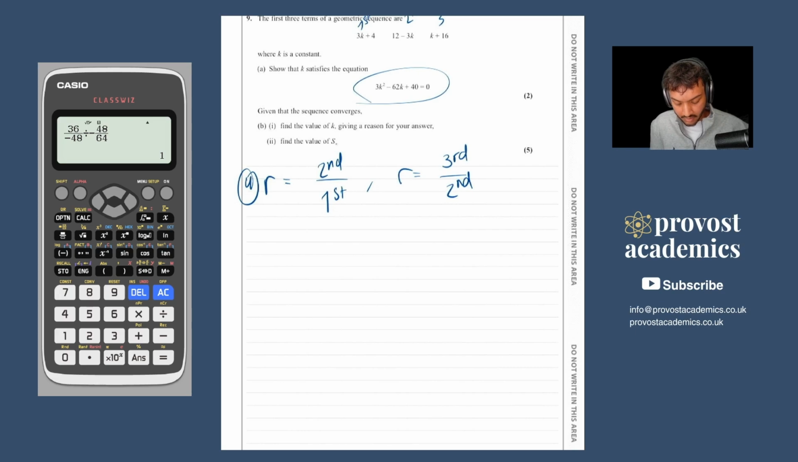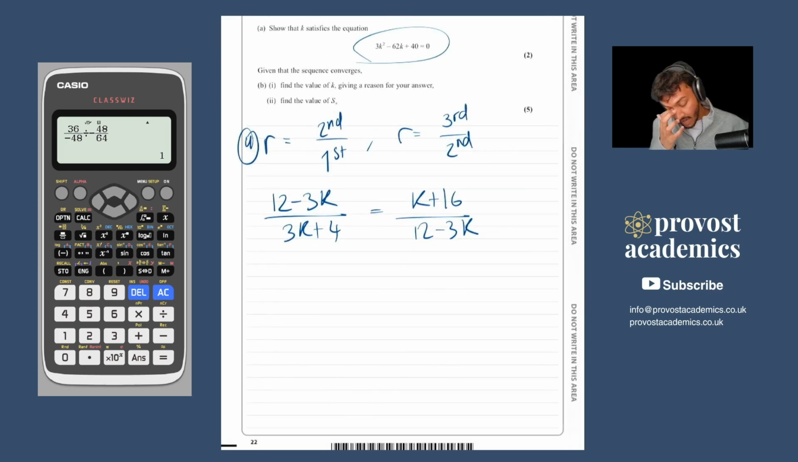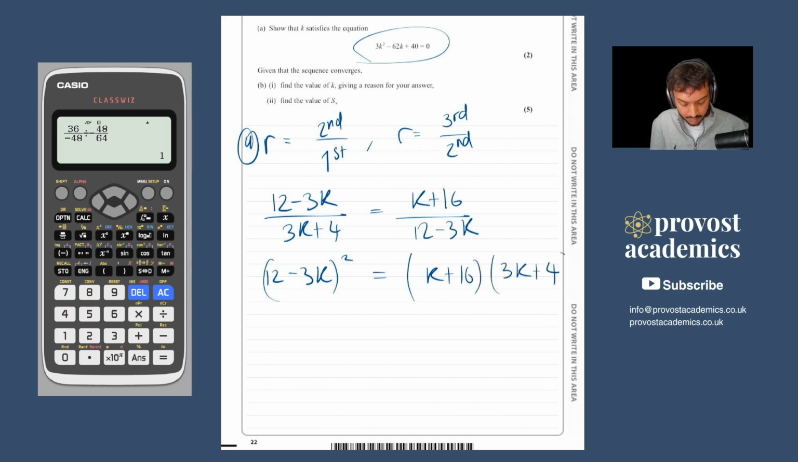So we've got 12 minus 3k over 3k plus 4, equal to k plus 16 over 12 minus 3k. Now we can cross multiply and simplify everything. So 12 minus 3k whole squared equals (k plus 16)(3k plus 4). Let's expand all of this. I get 144 minus 72k plus 9k squared, and 3k squared plus 52k plus 64.